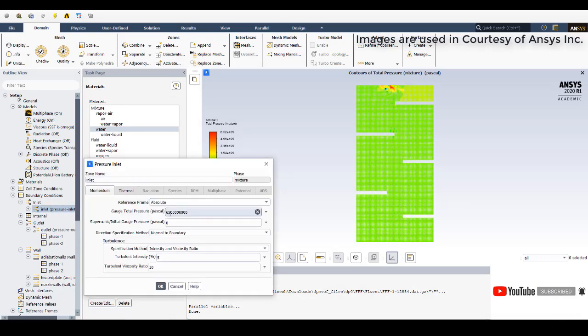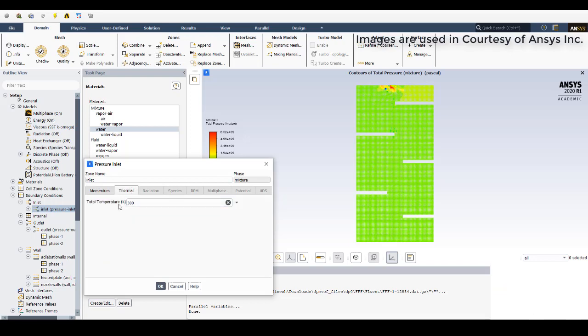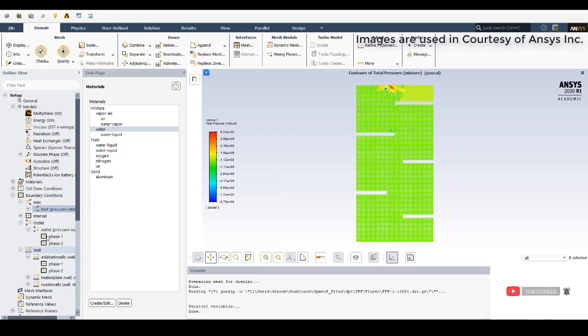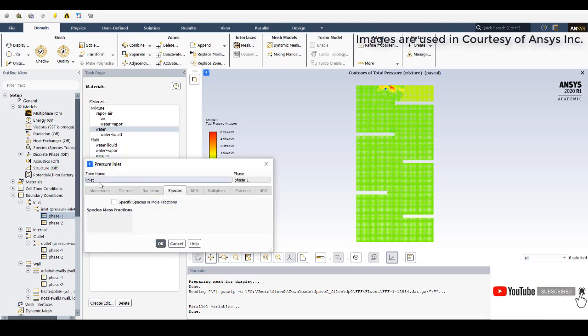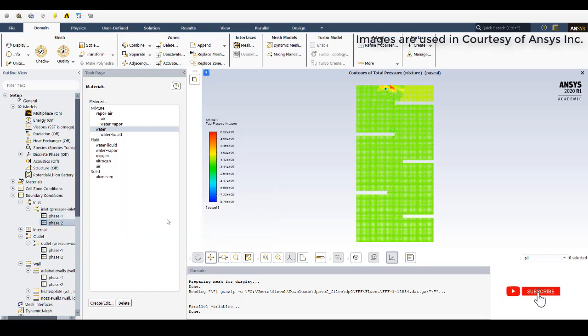Inlet pressure I have mentioned as 6.5 times 10 to the power 9 Pascal, and the temperature is 363 Kelvin. Click on OK, and then phase 1 as water. In phase 1 there is water, there is no other species, so just click on cancel or OK, anything, it doesn't matter.